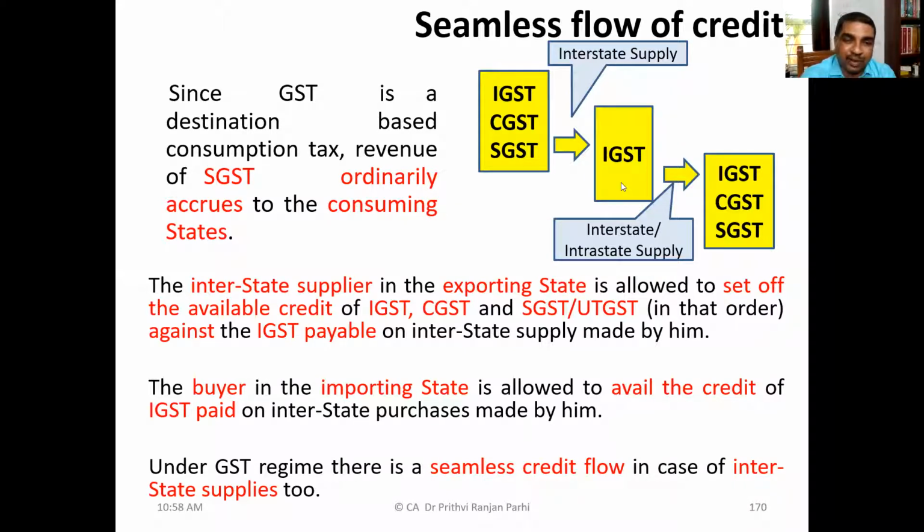Now, buyer in the importing state means the state that receives the goods. The buyer is allowed to avail credit of IGST. Suppose there is a buyer buying from an interstate sale. When he is buying from an interstate sale, his credit will be only IGST. But his tax liability may be CGST, SGST, or UTGST, and maybe IGST. So this tax liability can also be settled by utilizing IGST. Okay, so this is the concept.